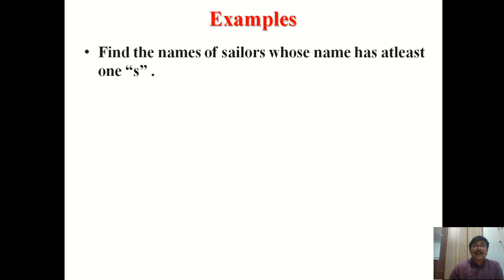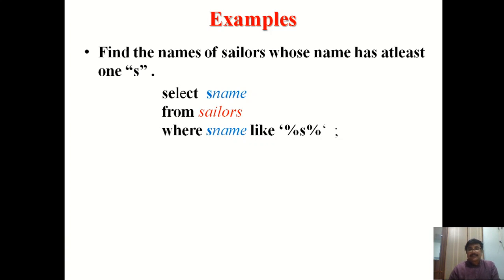And the next one, find the names of Sailors whose name has at least 1 S. At least 1 S means S should be a substring of the given name. That means the entire name may have at least 1 S, and those names are displayed here. We can write select sname from Sailors where sname like percent S percent. So before S, 0 or more characters, and after S, 0 or more characters.